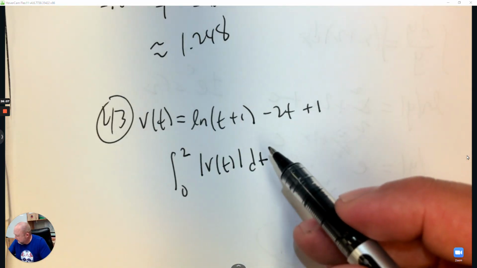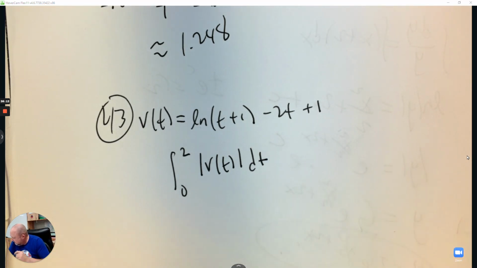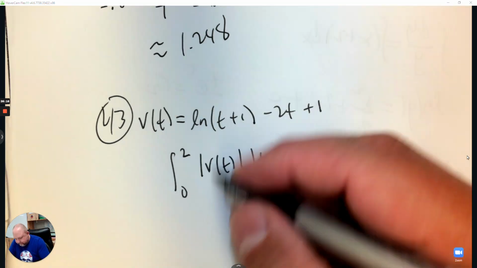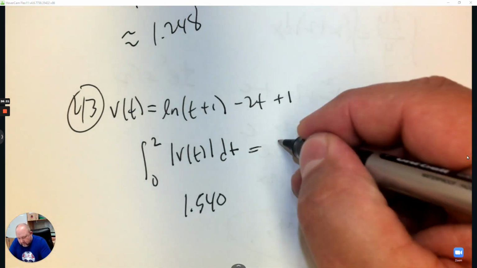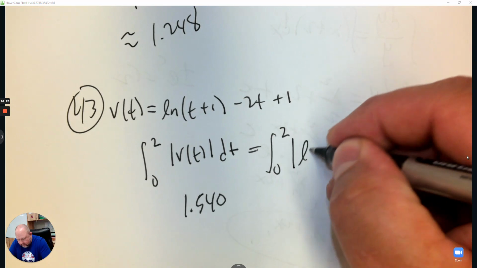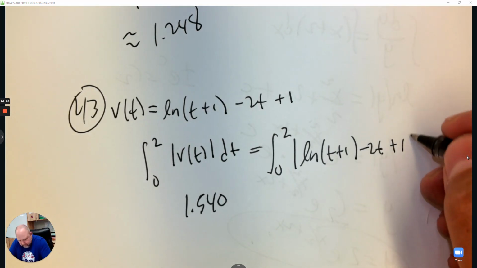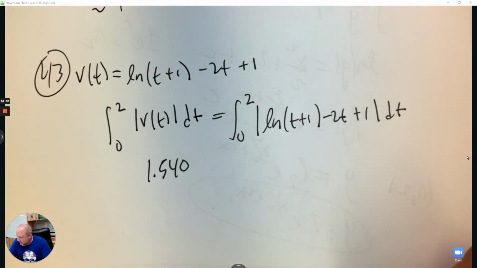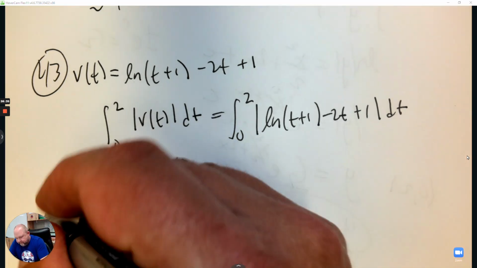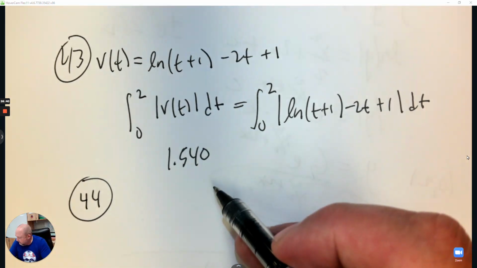And so I'm just going to plug that in with my calculator. And that's the answer. So you're integrating from 0 to 2, absolute value of ln t plus 1 minus 2t plus 1. And then that should be the answer. That's the total distance. The other word is displacement. In that you would integrate without the absolute value bars.